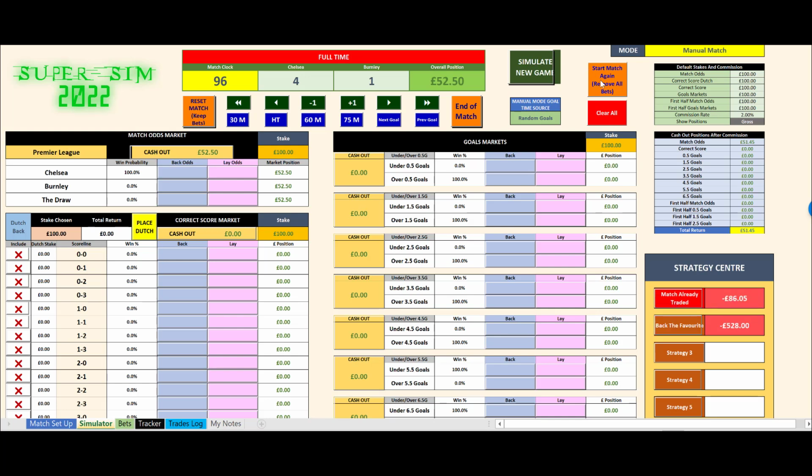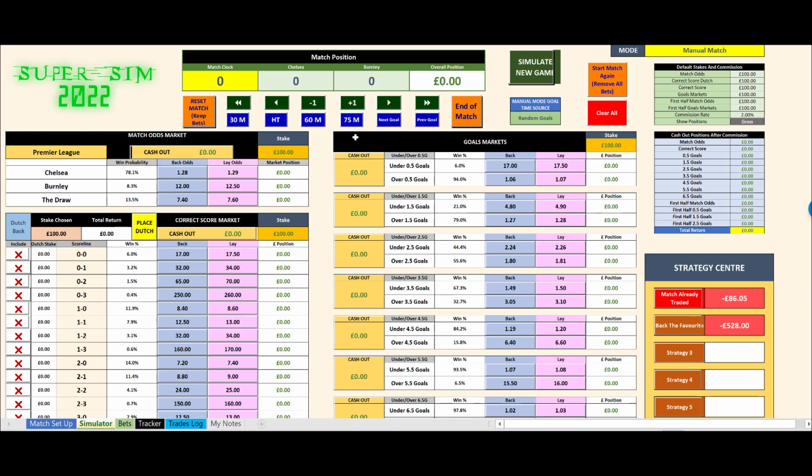Okay, now we want to click on start match again. We're going to do the same match, but we're going to try our back the favorite strategy and see how this one plays out.